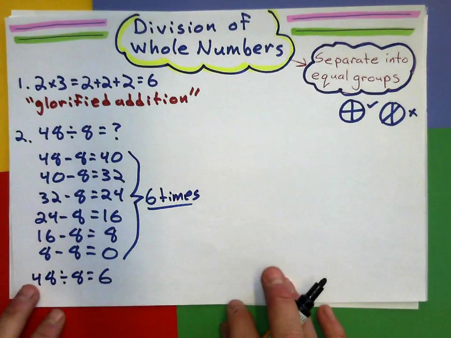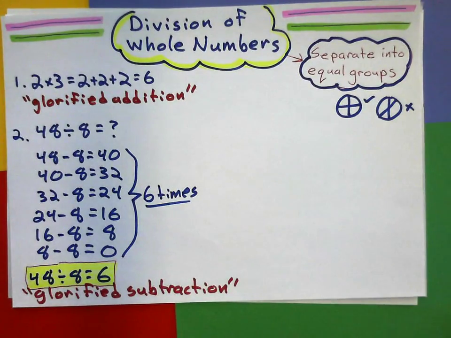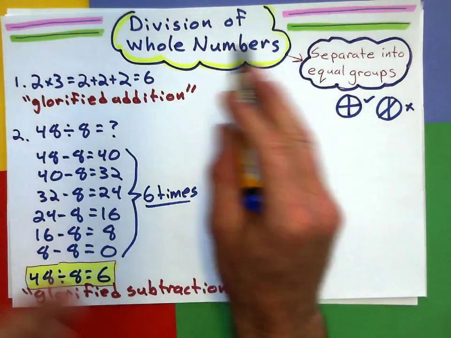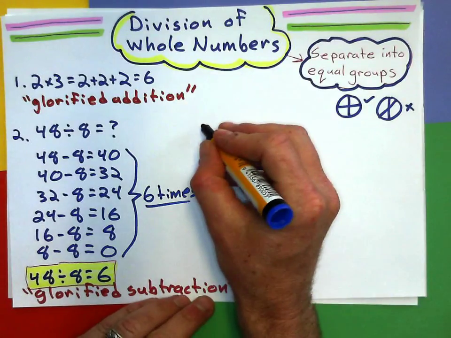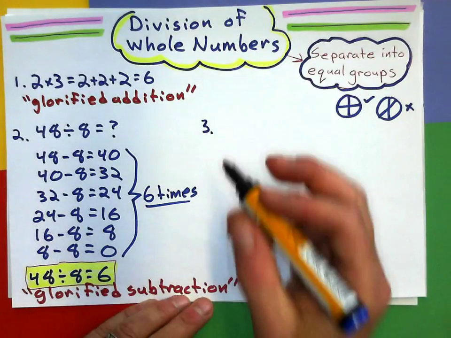All right? So I'm just going to call that method. We'd never really do it like that, but that method is like a glorified subtraction method. Now, all my examples today are whole numbers, no decimals or fractions, so my answers are going to be perfect whole numbers here.